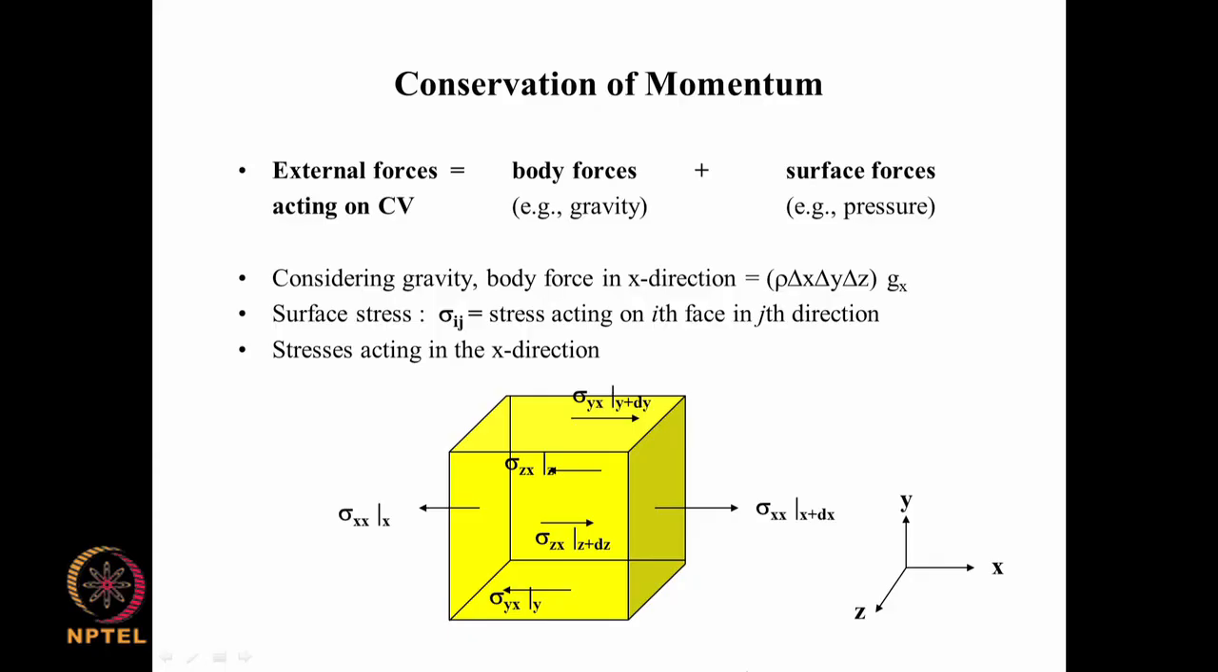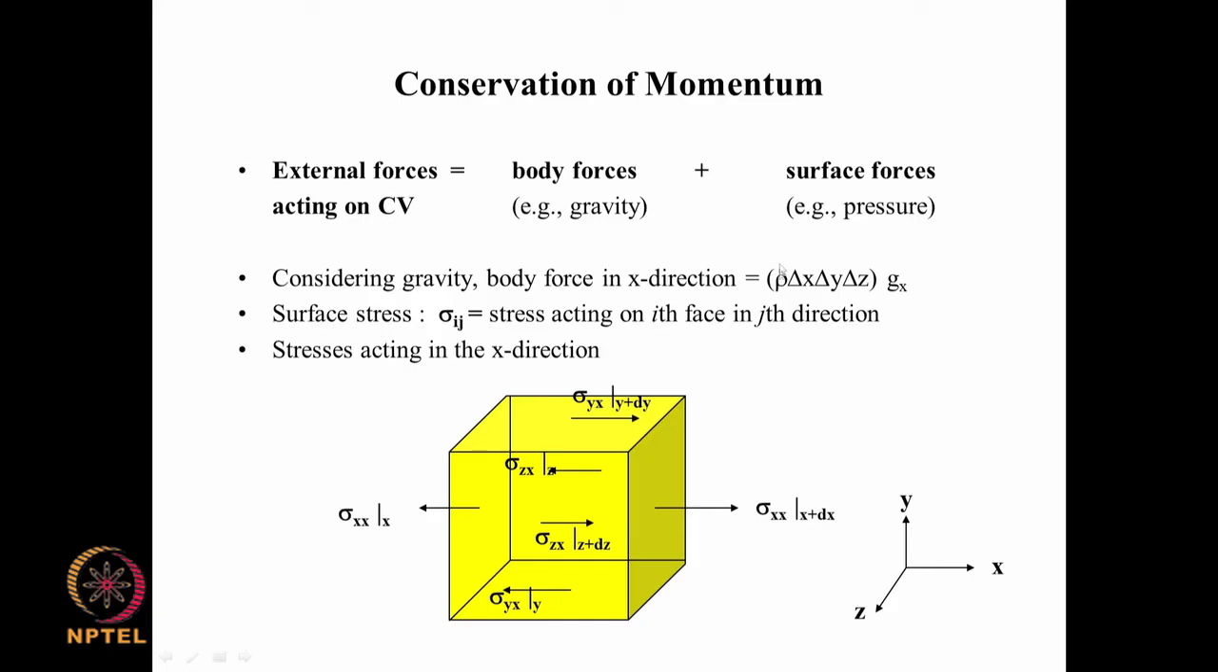So, what matters to us when we are looking at conservation of momentum in the x direction is the gravitational force, that is the total mass, which is rho times delta x, delta y, delta z, times the gravitational component in the x direction. This gives us one type of body force, and in this course we are considering gravitational force as the only external force acting. You can have magnetic, electric, and electromagnetic forces in the general case, but here we are only dealing with gravitational force. So, we have only this as the body force.